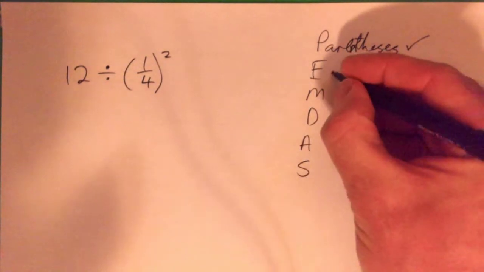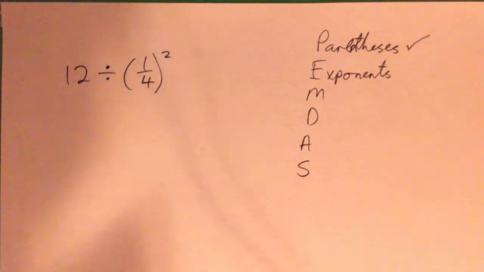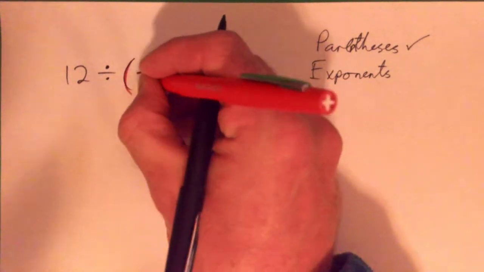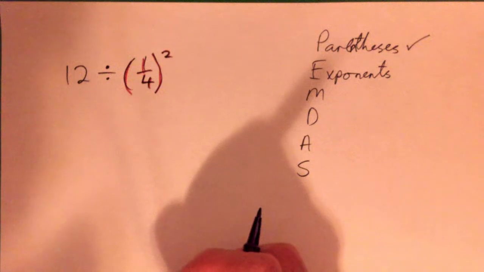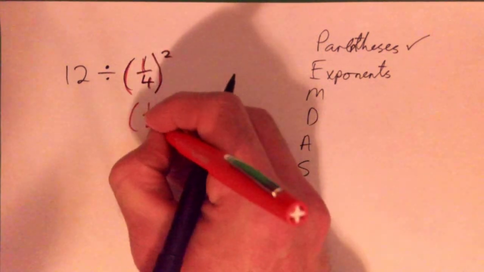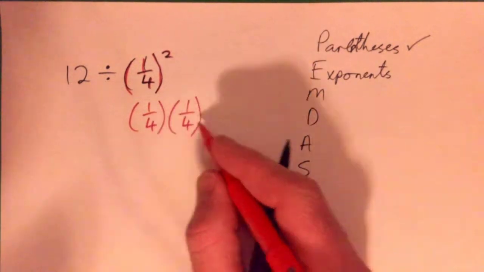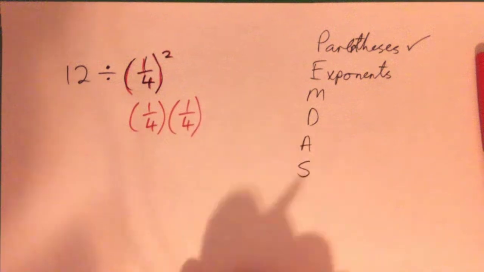Now, do we have exponents? Yes, we do. It's a squared on a quarter. So how do we do that? You do 1/4 divided by 1/4? No, times. Yes, 1/4 times 1/4. So write that out, 1/4 times 1/4, right?